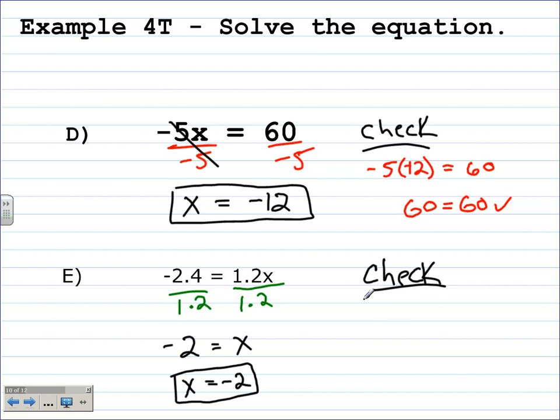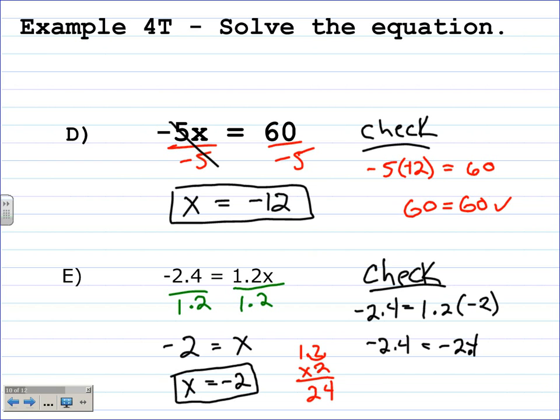So then we need to check our solution. -2.4 is supposed to be equal to 1.2 times -2. And even though this isn't real hard, 1.2 times -2 is -2.4. And it's real simple. You just do 1.2 times 2. 2 times 2 is 4, and 2 times 1 is 2. Since this has one decimal place, this needs to have one decimal place. And since one of them is negative, it's -2.4. So our solution does check.